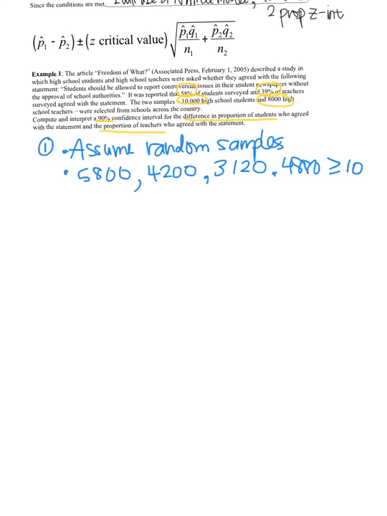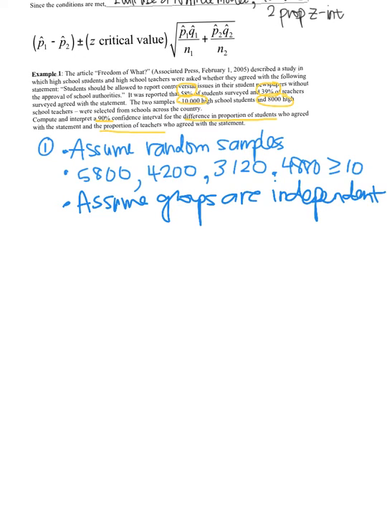Okay, so next, our last condition is we're going to assume that the groups are independent. All right, so assume the groups are independent, that the students are not influencing the teachers and the teachers are not influencing the students. Okay, so that is step one.